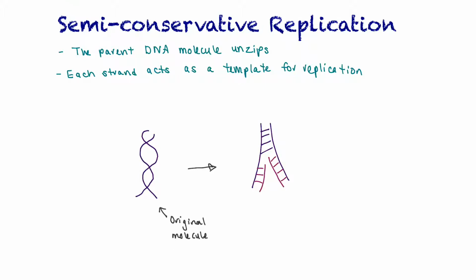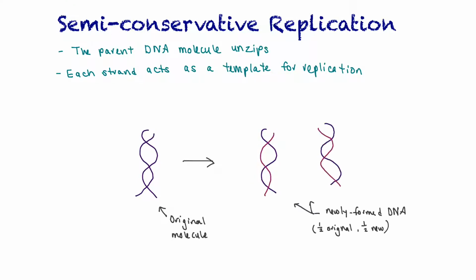Now, the second model of replication is the semi-conservative replication model. And in this one, you start off with your original molecule again, so here it is. But this time, the parent molecule unzips, so it opens up. And then each strand acts as a template for replication. So you end up having two molecules being built from that original template.